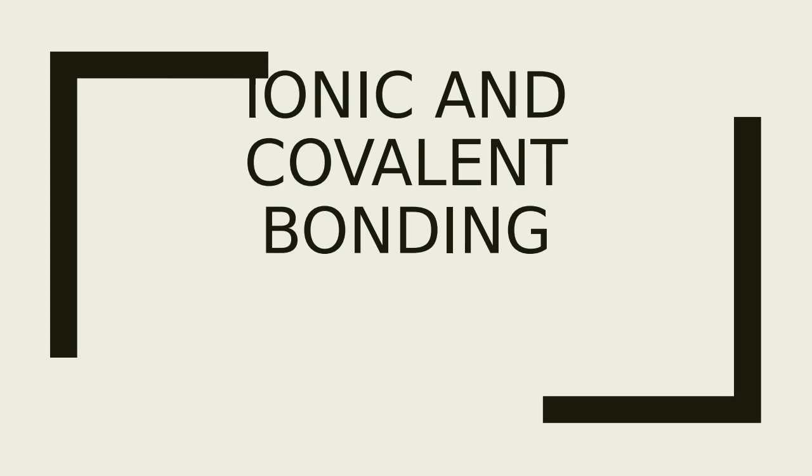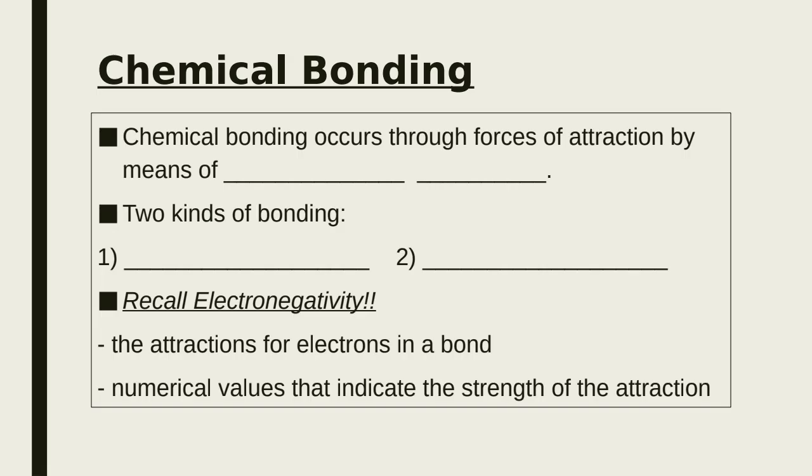This lesson is going to review ionic and covalent bonding that you would have learned in grade 10. Let's review a few ideas about chemical bonding. First, you need to know that chemical bonding occurs through the forces of attraction by means of valence electrons. This is why we've been talking about them and aware of how many valence electrons our elements have. It's very important that you are able to know that.